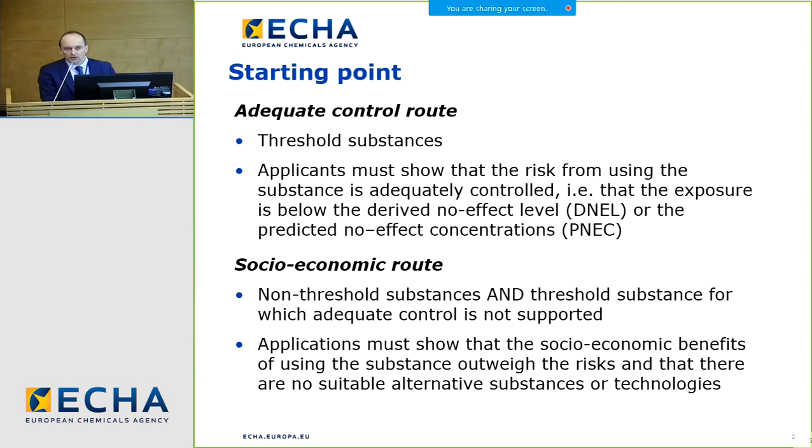The second route under which an application can be processed is the so-called socio-economic route. This route concerns only non-threshold substances and threshold substances for which adequate control has not been demonstrated. Under this route, the applications must show that the socio-economic benefits of using the substance outweigh the risks. And there's a second condition, that there are no suitable alternative substances or technologies. I will further explain what suitable alternative means.